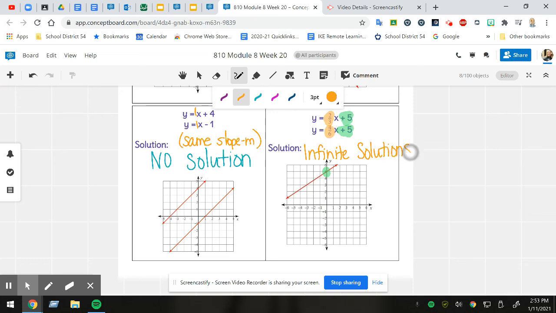For infinite solutions, like we identified up here, we have the same m and the same b. They are the exact same line. But you notice the slopes may look a little different, but really when you simplify, they're the same exact slope. All right, let's move on to that independent.